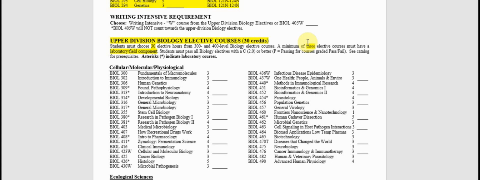And you're welcome to take more labs or writing intensives than are required, but you just need a minimum of 3 labs or fields and one writing intensive. And the labs are denoted here with asterisks, and then the writing intensives have a W after them.